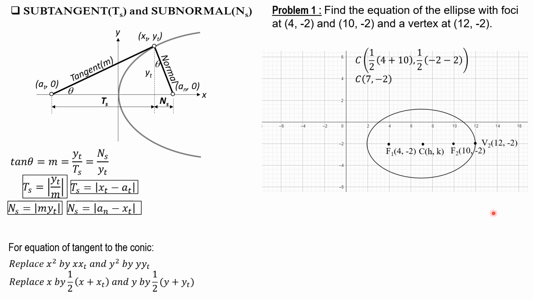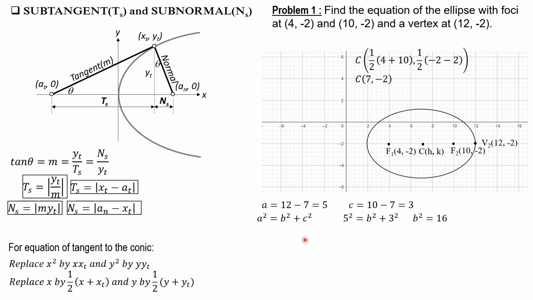And for the expected equation, before that, a is the distance between the vertex and the center. So just the x difference, 12 minus 7, is 5. a is 5. While c is 10 minus 7, so 3, or it is 7 minus 4, so it is 3. And because a squared equals b squared plus c squared, 5 squared equals b squared plus 3 squared, so b squared is 4 squared, or 16.